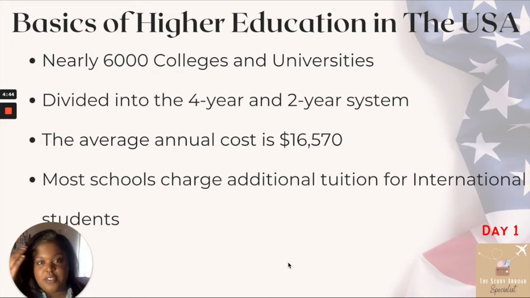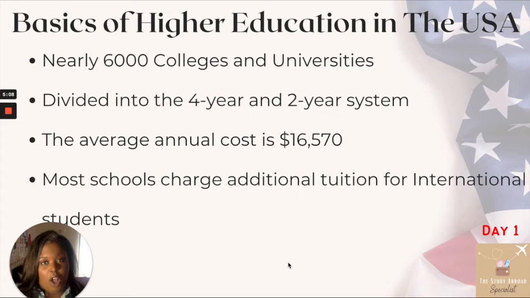Now that is a bit different from some countries in the world, let's say like the UK, where they have the 3-year system for undergrad, and then most graduate programs are 1 year. Now, in this particular series, I am talking more for people who are looking for undergrad opportunities, although there will be some information that is sprinkled in for graduate opportunities. But for our undergrad, we have a 4-year and then a 2-year system.